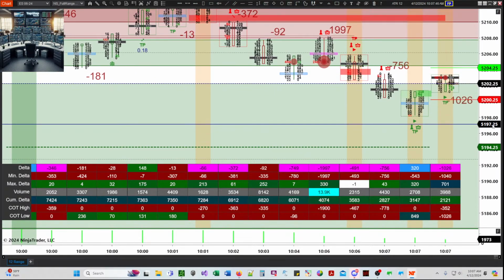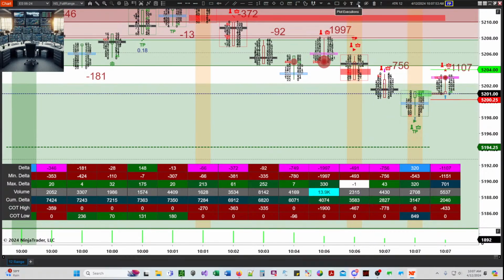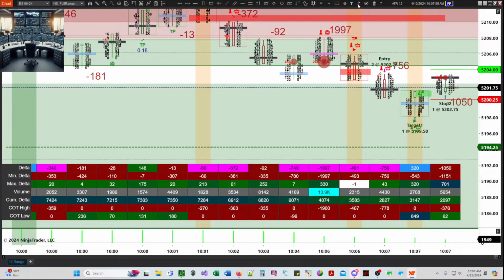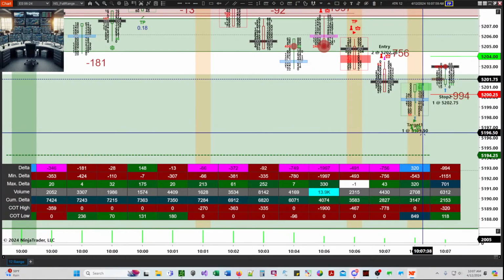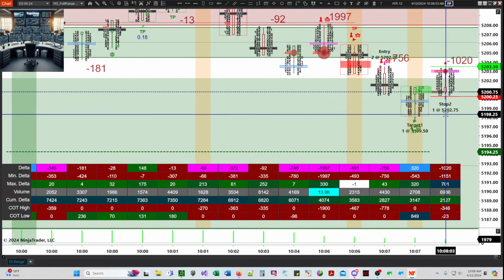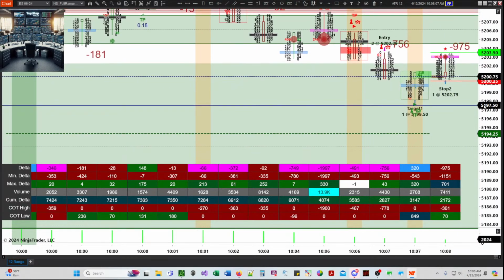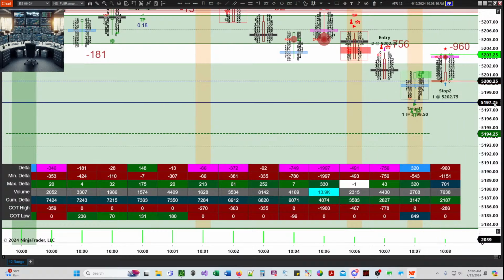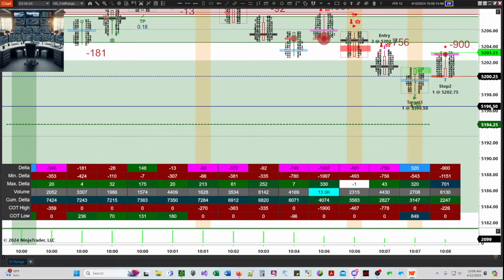I got to put my sounds back in. Forgot to put my sounds back in. I was actually looking for it to fall just a tad bit more than that. Got in at 2.25. First target 99.5. Got stopped out at 2.75 on the runner.